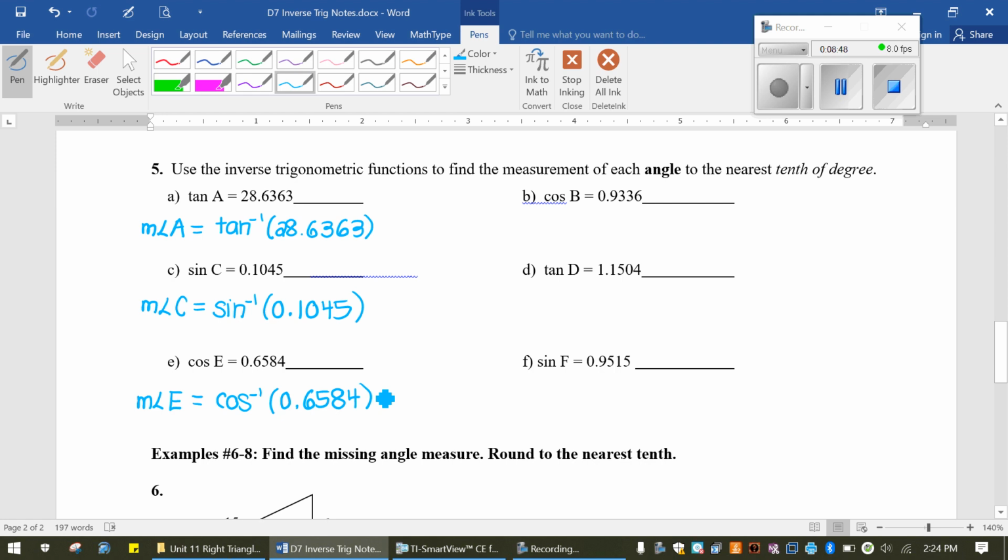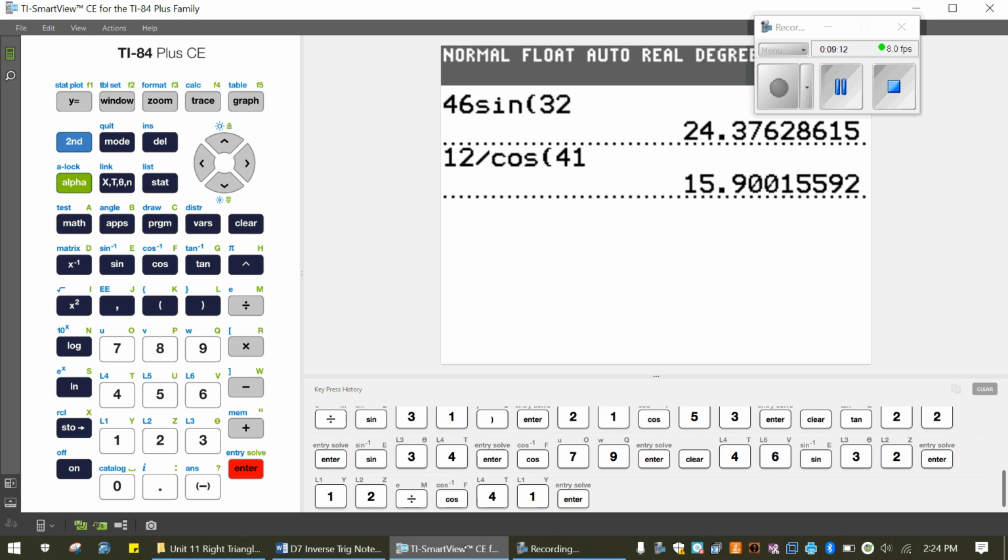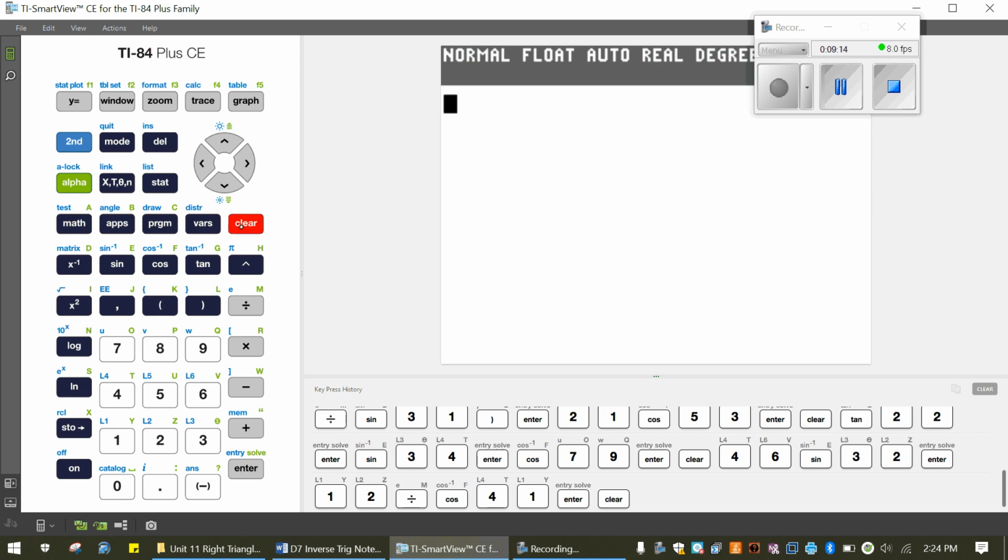You use an inverse. So what we're going to do now is type those into the calculator and come up with what that angle measure is. When we are talking about angle measures, we round to 1 decimal place, the nearest tenth. If we do sides, which is what we've done previously, we do 2 decimal places. But if you're talking about an angle, you use 1 decimal place. All right, so let's go to the calculator, and I want you to try this in your calculator as well.